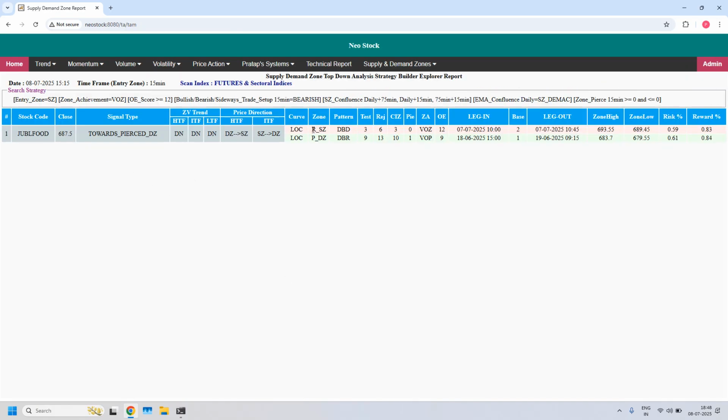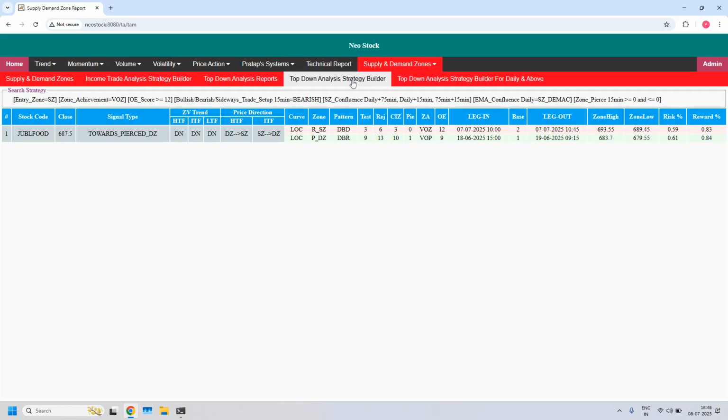So it is filtered. That's why this is having an even higher probability trade setup supported. That's why it is already tested several times. So this is a bearish trade setup for a daily income trade. Next, I will generate hourly income trade reports.